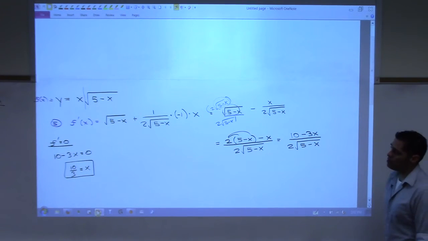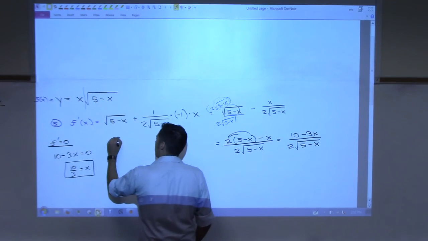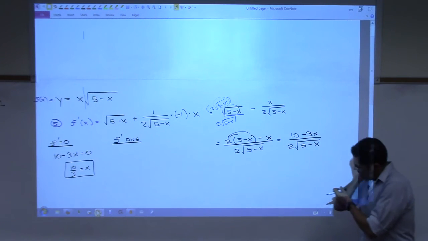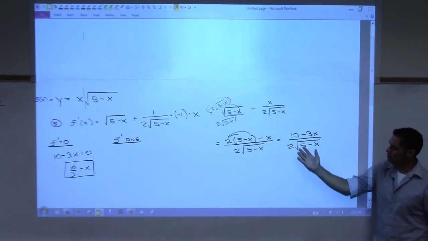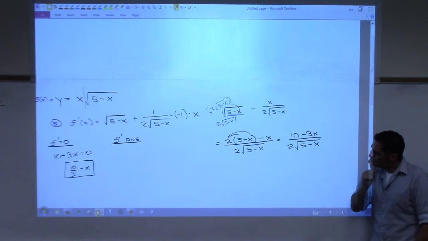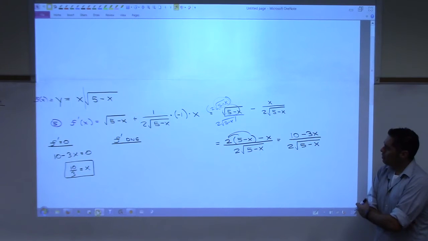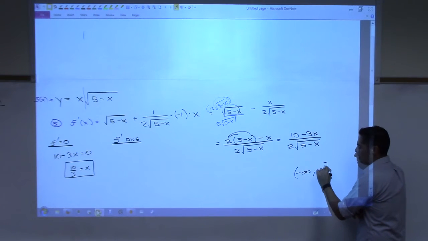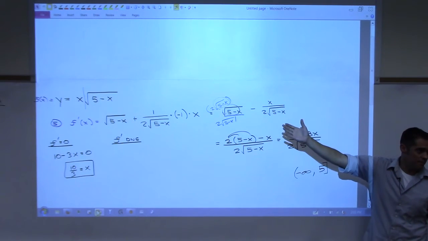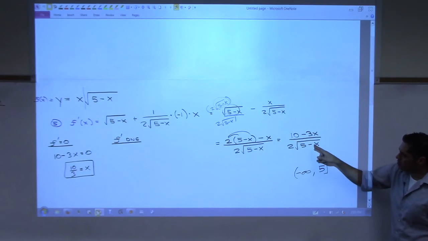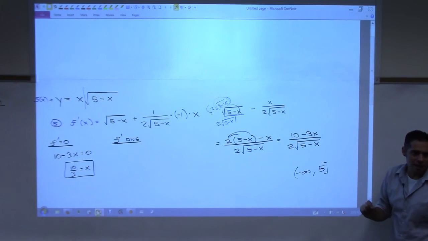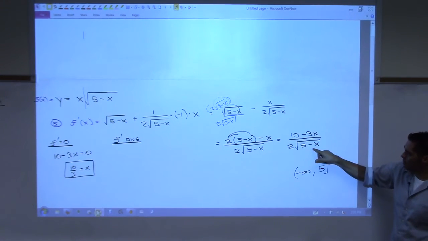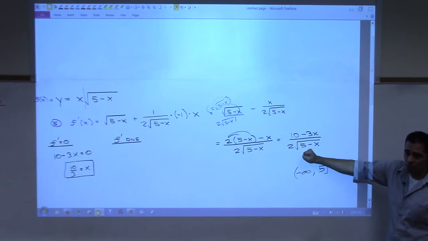Now, I also need to look where the derivative is undefined. Does this ever not exist? Yeah, we already know that there's a domain restriction, right? We know that we can plug in negative infinity to 5 can go into the original function, right? But in the derivative, I actually can't plug the 5 in. Like here I can plug 5 into the original, but here I can't plug in 5 because of what? You get division by 0, right?